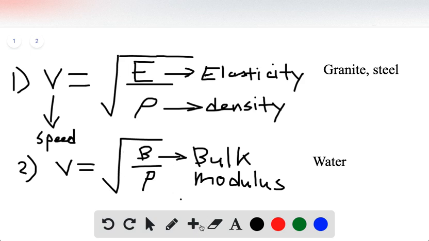Okay, and so what we have to do now is refer to two tables from the book. Table 9-1, which gives you the bulk modulus B and the elastic modulus E for a variety of substances, including water and granite and steel, and table 10-1, which gives the densities of these substances. Okay, and so we find that, let's start with water because that's part A of the problem.